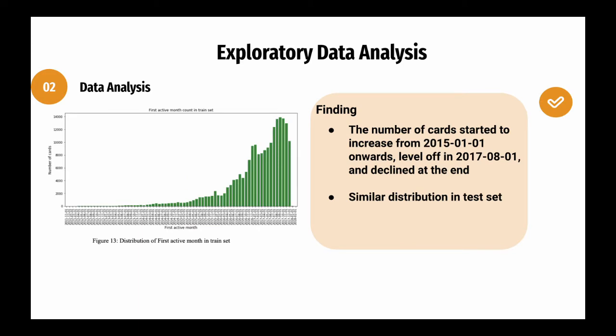In addition, we try to analyze the distribution of the first active month of the card in the train set with respect to the number of cards. We also confirm that the shape of the distribution of first active month is similar to that of the test set. Therefore, a model that includes the first active month feature can help to predict the target.